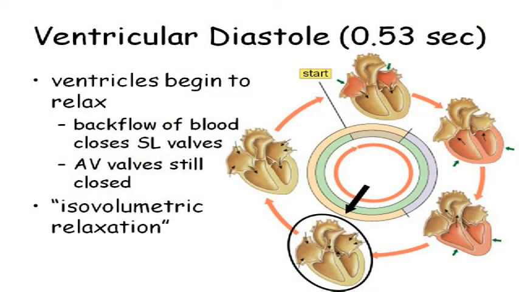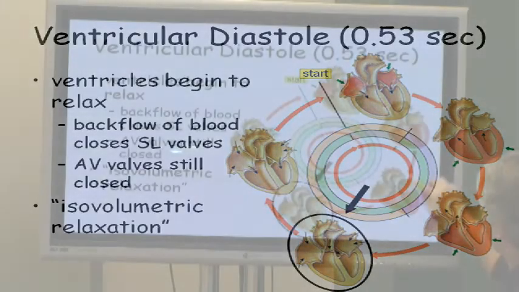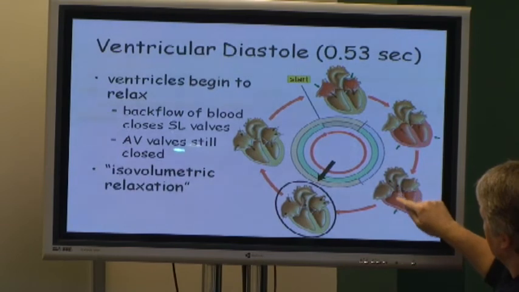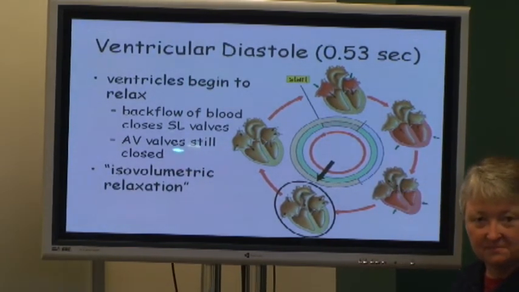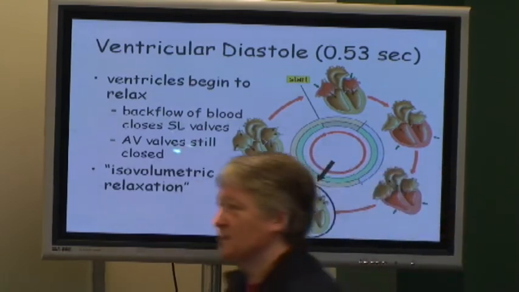Now, as the ventricles begin to relax, when they contract, the blood is forced out here or out here. When they relax, the blood begins to run back. That closes the semilunar valves, because remember, their cusps are pointed the other direction. That's the second heart sound. That's the dub. So that's when we say that lub-dub is really one heartbeat.